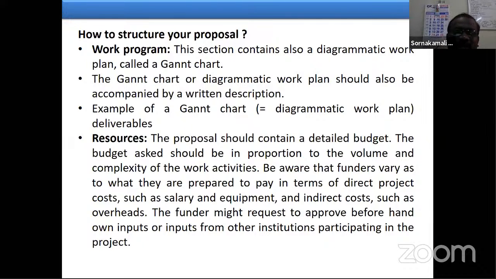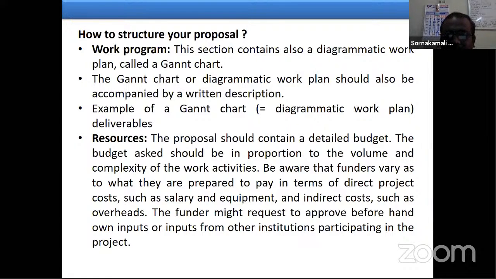So a Gantt chart is similar to a PERT chart. You can refer to the internet for how to make a Gantt chart. Then resources. In each and every proposal, we have to include a detailed budget. Always propose a budget very honestly, appropriate to the proposed volume of the work and the complexity of the work.